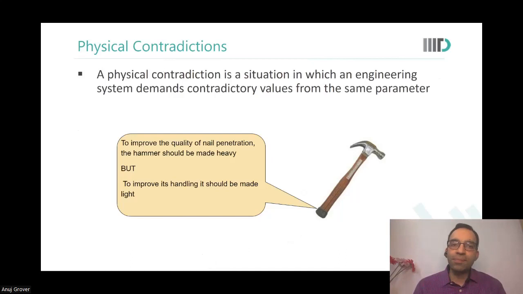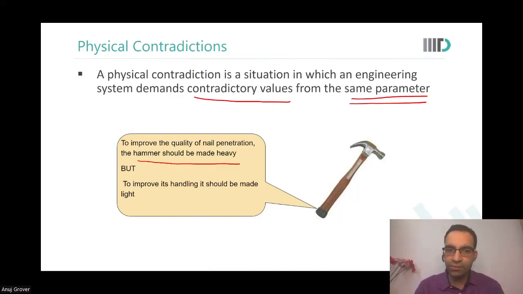So a physical contradiction is a situation in which an engineering system demands contradictory values from the same parameter. For example, to improve the quality of nail penetration, the hammer should be made heavy. But to be able to handle it well, it should be light. Am I right? If it's very, very heavy, you will not even be able to lift the hammer. How about hitting a nail? So you want it to be light.